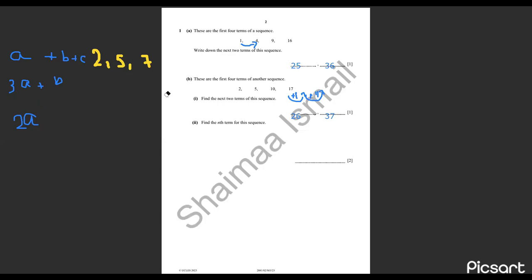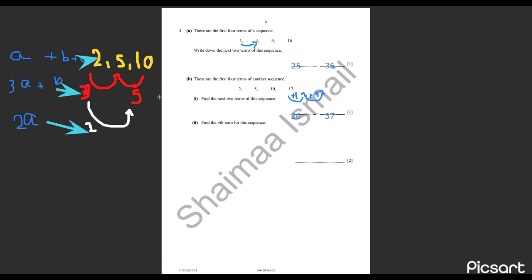Let's write it here. From 2 to 5 we have plus 3, and from 5 to 10 there is plus 5. So here is plus 3, and here plus 5. From 3 to 5, the difference is 2. So 2a equals 2, 3a plus b equals 3, and a plus b plus c equals 2.